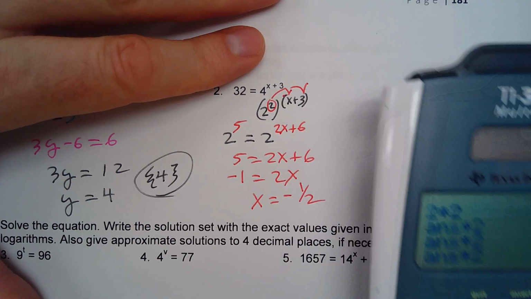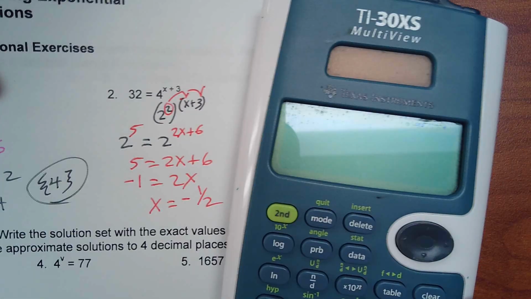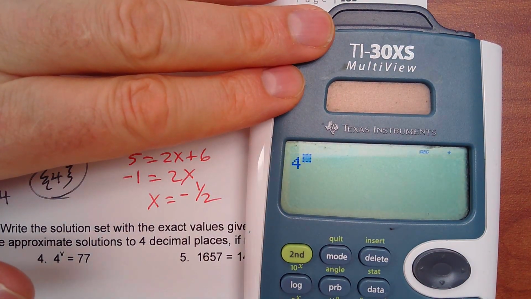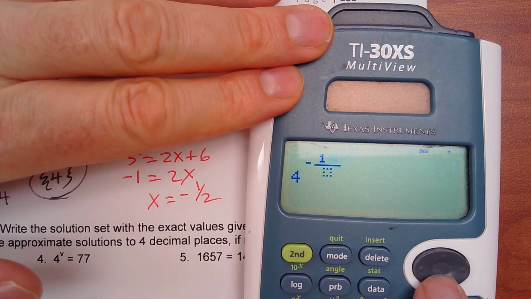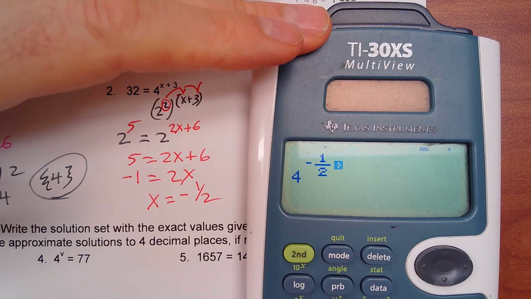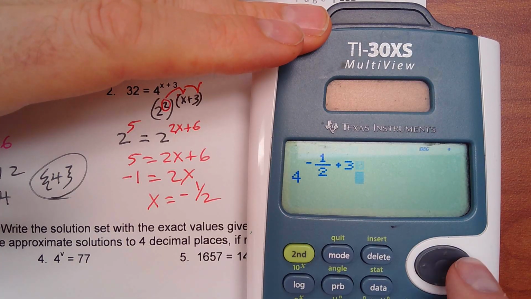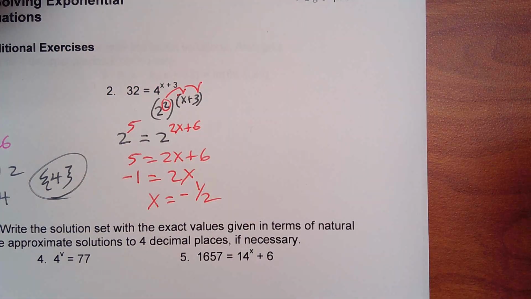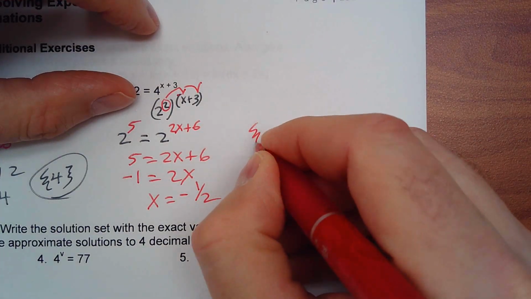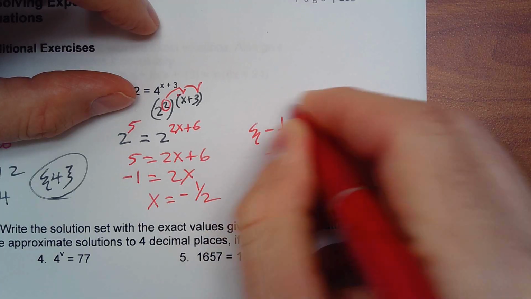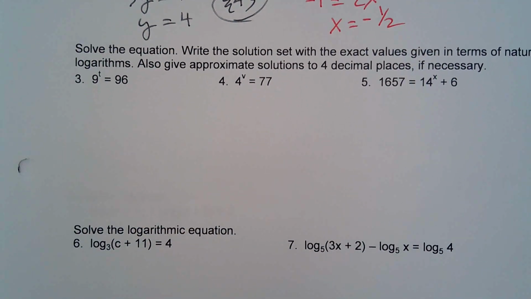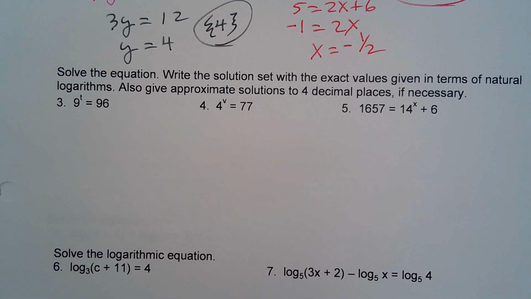Okay, so that one I'm probably going to use a calculator to check. That's a little bit harder. So if I take 4 caret key, negative 1/2, plus 3, hit enter. Notice that does give me 32, so this one does check. Let's try this one. So now I'm not able to write 96 as a nice power of 2.